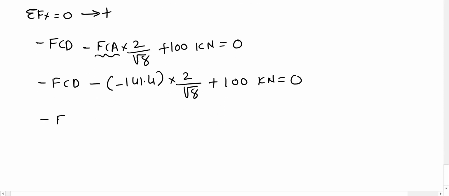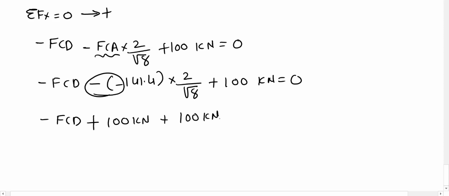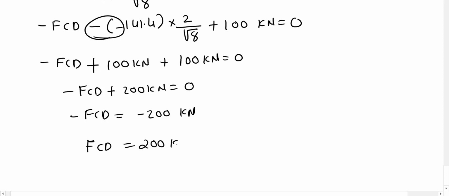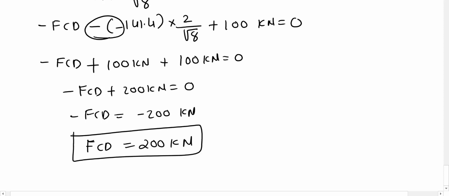Now here, minus FCD, minus times minus is plus, 141 times 2 over square root 8 gives you 100 kilonewton, plus 100 kilonewton equal to 0. So minus FCD plus 200 kilonewton equal to 0, gives you minus FCD equal to minus 200 kilonewton. So that gives you FCD equal to 200 kilonewton. So now we found all the forces required to calculate the deflection.